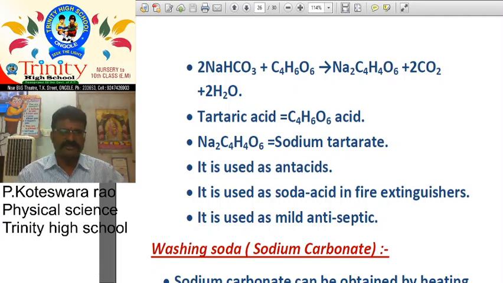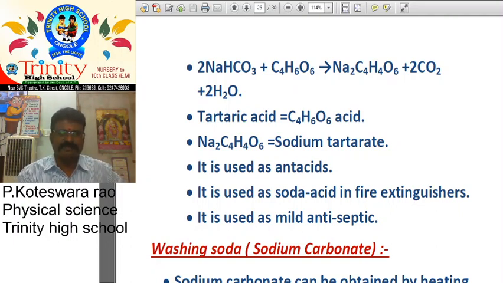So my dear students, when baking soda is combined with tartaric acid, the total mixture is called baking powder. Baking powder can produce sodium tartarate. It is quite difficult, so it is better to practice. Na2C4H4O6 sodium tartarate plus carbon dioxide plus water. Okay, now it is a balanced equation.